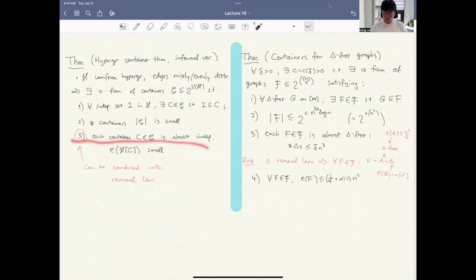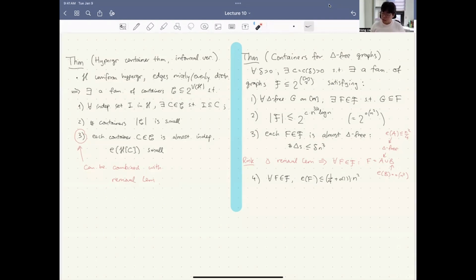And the third one is we also don't want the containers to be too large themselves. Otherwise, you can just take the whole vertex set V of H. There's a single container. It contains all independent sets, but it's useless for us. So the third one says each container is small in the sense that it's almost an independent set itself, meaning the number of edges induced on this container is very small. And the last item can often be combined with some sort of removal lemma to get an upper bound on the size of the container.